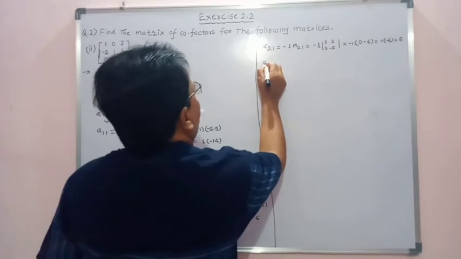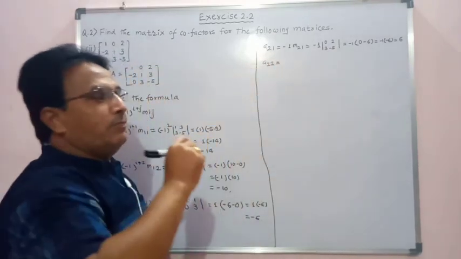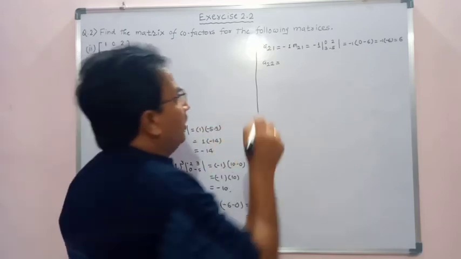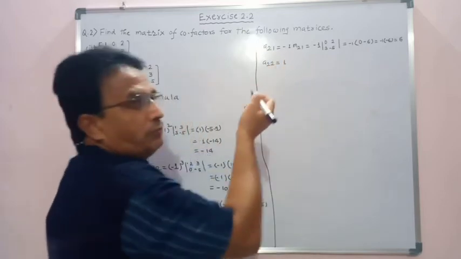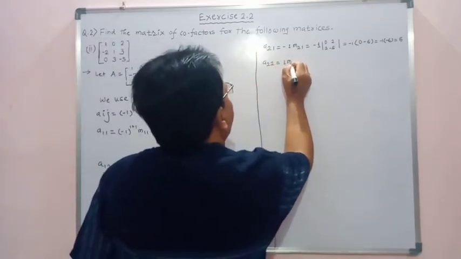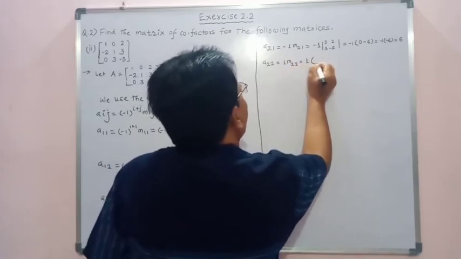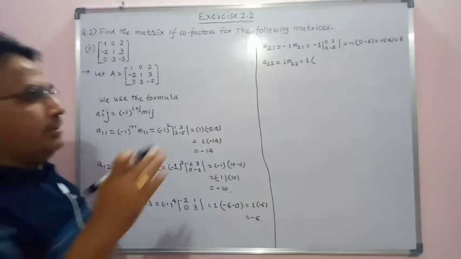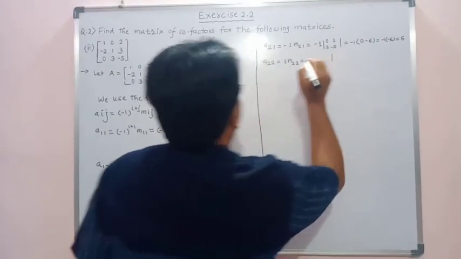Therefore, A22: 2 plus 2 is 4, and 4 is an even number. We directly use plus 1. Minus 1 raised to 4 plus 1, plus 1 into minor M22. What is the value of M22?